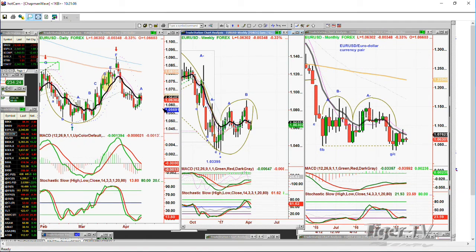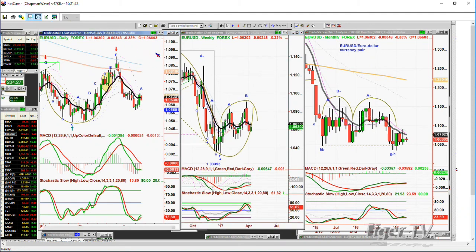A close below 1.0569 would be really negative, and it's at 1.0629. And a push into the 1.070 area would be a positive. Very positive would be going much higher than that. But that's what I'm looking at.